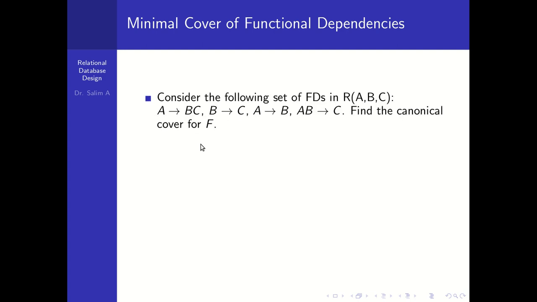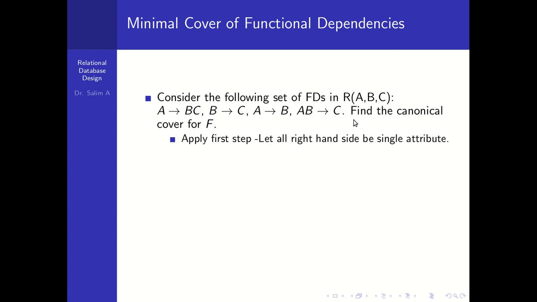Consider this set of FDs: A determines BC, B determines C, A determines B, AB determines C. Find the canonical cover. This is not yet a minimal cover or canonical cover. A determines BC. Therefore, by applying the first rule, we apply the decomposition rule. What does it become? A determines B, A determines C. Then B determines C, and A determines B is already in the set. Therefore, what is the new set of FDs? A determines B, A determines C, B determines C, and AB determines C will be the new set.